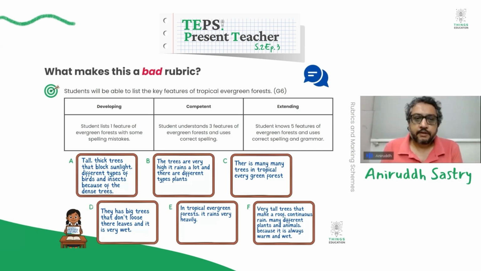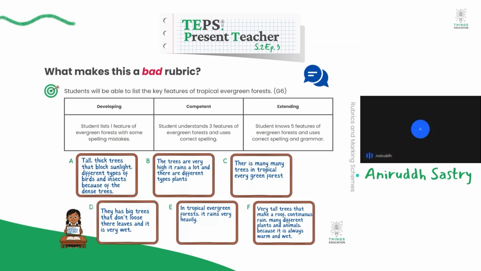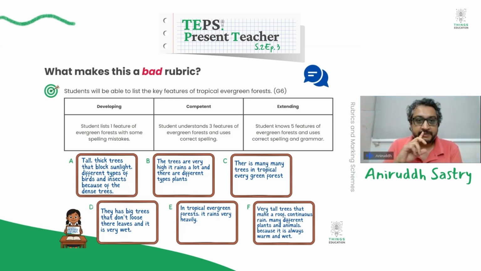Yeah, thanks, Ritu. To understand the features of a good rubric, sometimes we just need to look at what is a bad rubric. And I'm telling you at the outset that this is a bad rubric. The learning outcome is that students will be able to list key features of tropical evergreen forests. This is for grade 6. Let's just focus on the rubric right now.